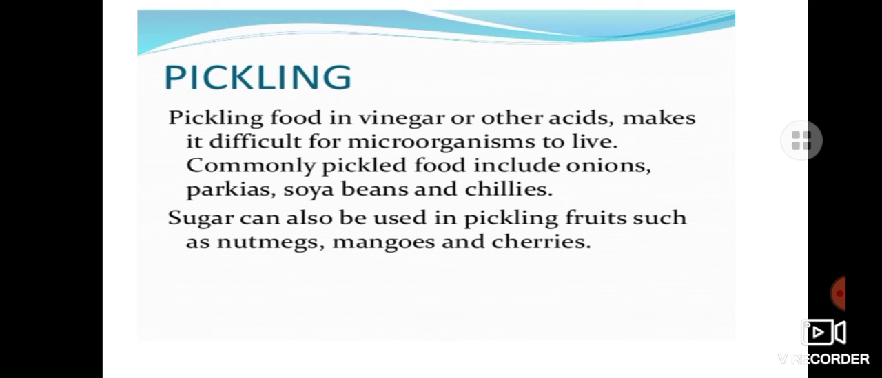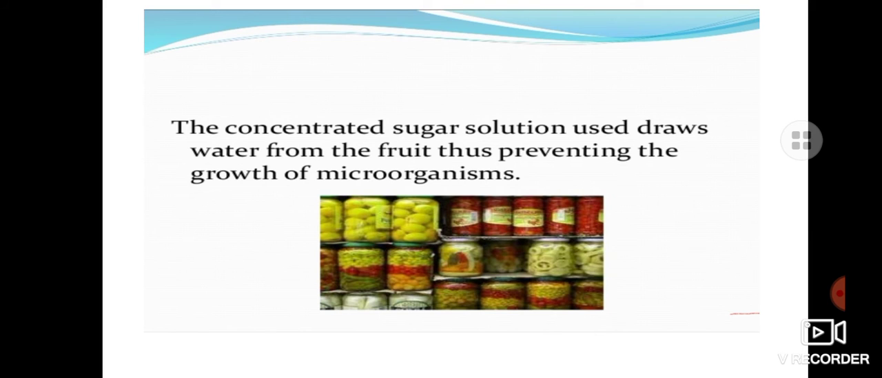Second is pickling. What do we mean by pickling? Using oil and vinegar, we keep particular foods like some vegetables and fruits preserved. Commonly pickled foods include onions, palkias, soya beans, and chilies. Here also you have seen glass jars available in the market, in which many different vegetables are stored, preserved in oil and vinegar.